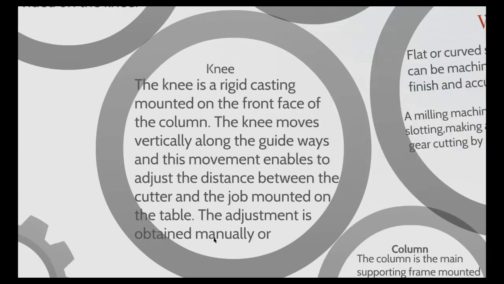The knee is a rigid casting mounted on the front face of the column. The knee moves vertically along the guideways and this movement enables to adjust the distance between the cutter and the job mounted on the table. The adjustment is obtained manually or by power feed.